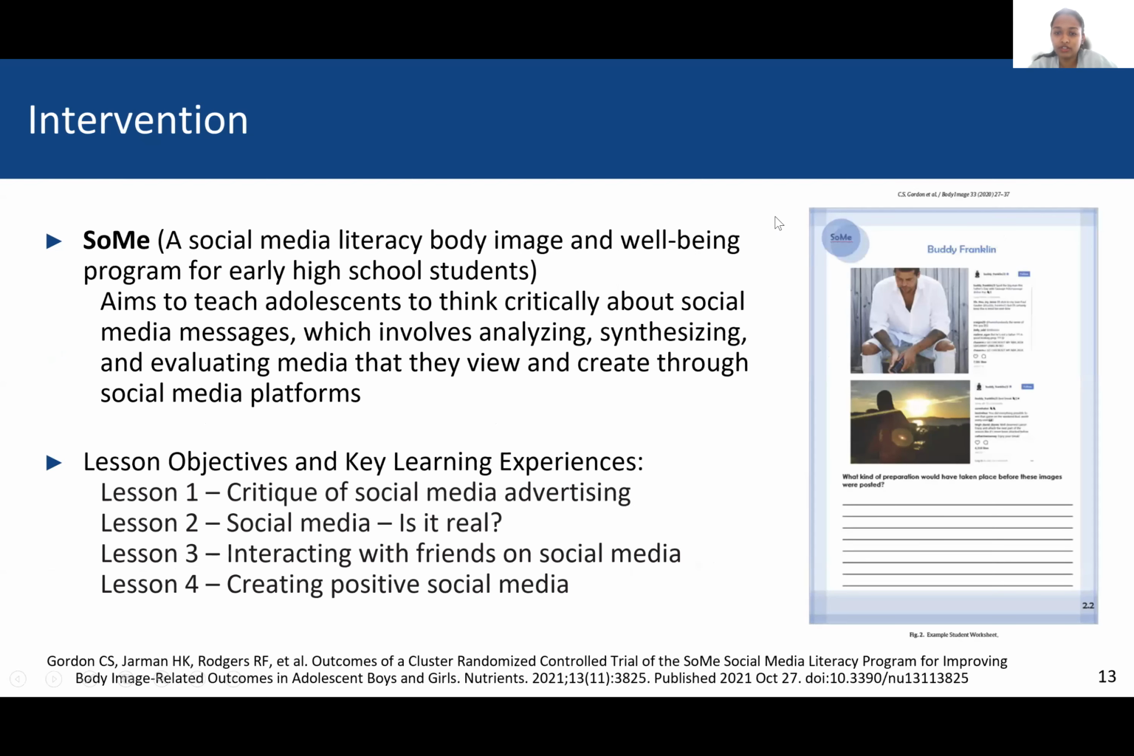So moving on to the intervention, SoMe, a social media literacy, body image, dieting and well-being program for high school students, was of 4 50-minute lessons. These lessons were experiential and interactive and aimed to empower adolescents with skills to critique social media postings, including advertisements, celebrity postings, and even their friends' personal pages.